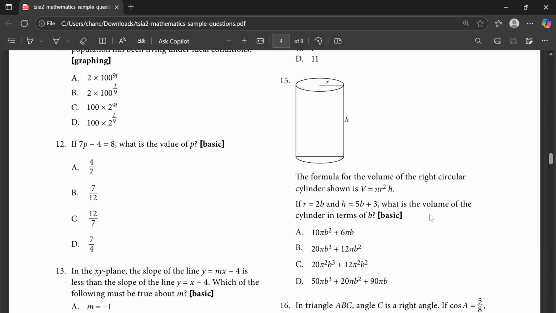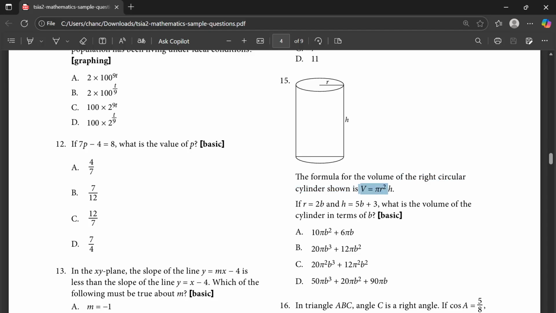Looking at number 15, we have a picture of a cylinder with a radius and a height. The formula for the volume of the right circular cylinder shown is V equals pi r squared h. If the radius r equals 2b and the height h equals 5b plus 3, what is the volume of the cylinder in terms of V?